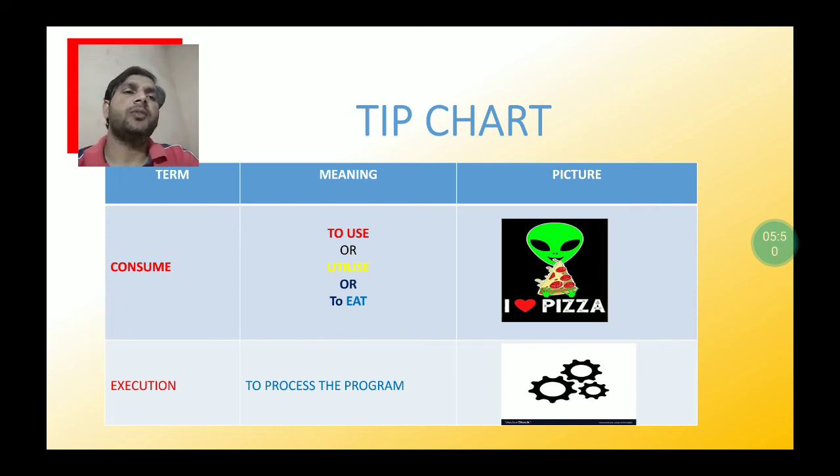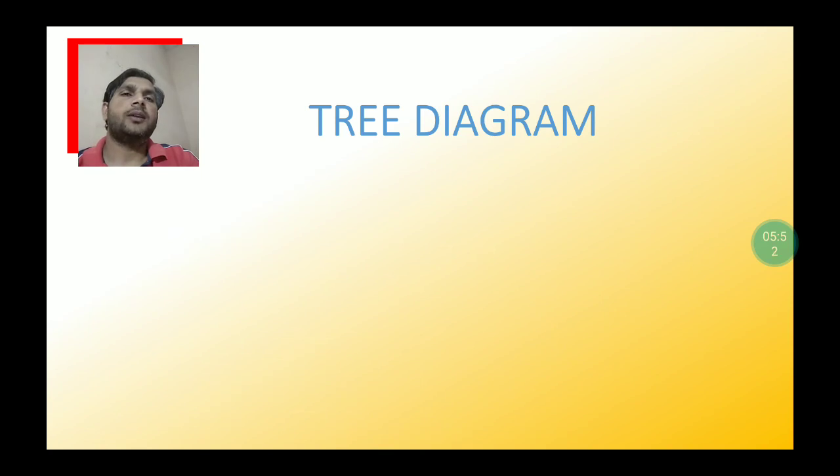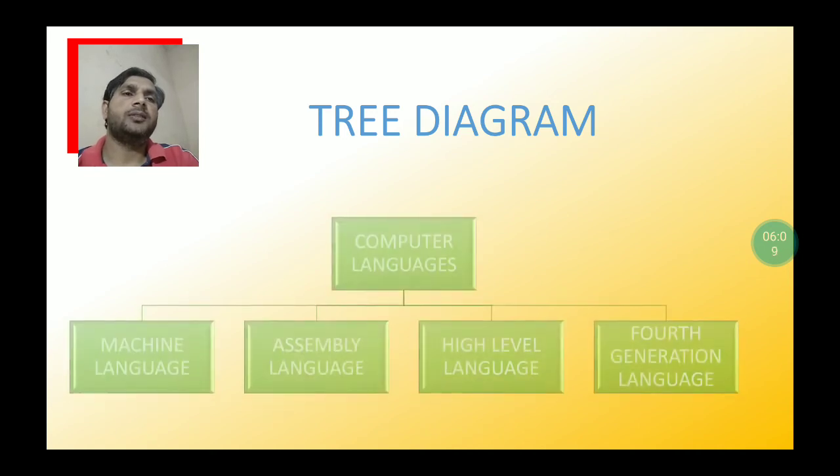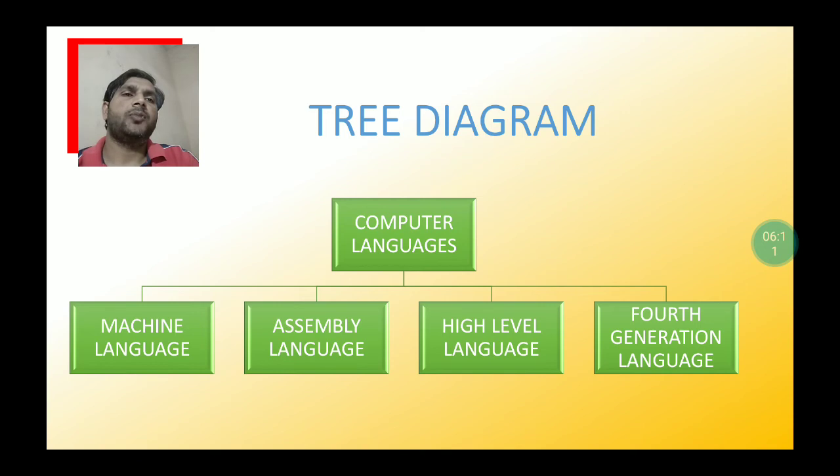Now we discuss about second diagram. The second diagram in this chapter is tree diagram. You know what kind of tree looks like? So now I tell you about this tree diagram. The first tree diagram is, now you can see on your screen, this is computer languages. When I explained this chapter, I told you earlier about computer languages. Then this is tree diagram.